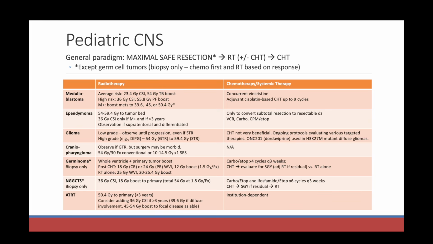So again, these are not a comprehensive list of all the possible pediatric CNS tumors. There's a lot out there, but I tried to list some of the ones that I think are fairly high yield and there's a chance of these showing up. And again, most of the time it's maximal safe resection followed by radiation, and sometimes we give concurrent or adjuvant chemotherapy. The most important ones, if you're going to learn any of these, I think are medulloblastoma and ependymoma.